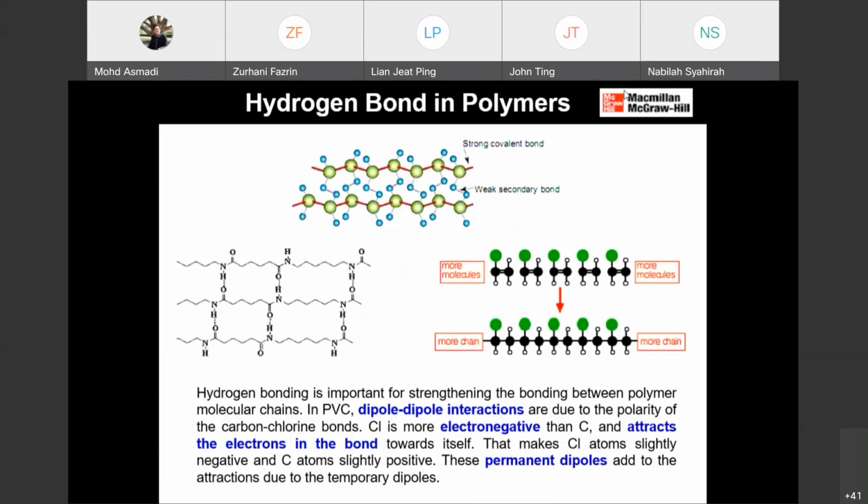This one is between O and H. There is strong covalent bonding here and secondary bonds. And similarly, I think between this one also can form hydrogen bonding. So I think you understand, no need to explain in depth.